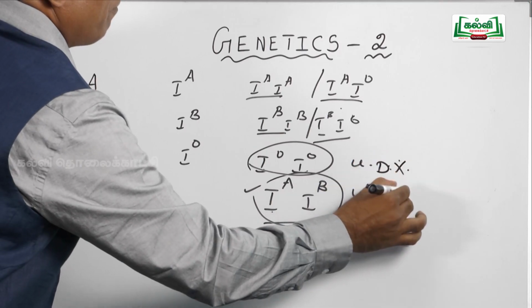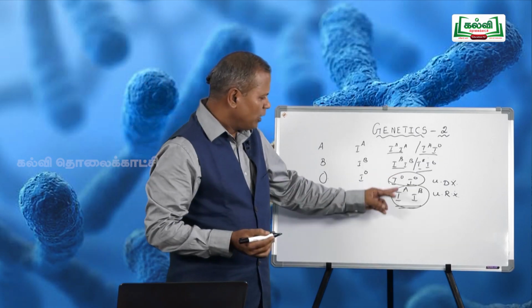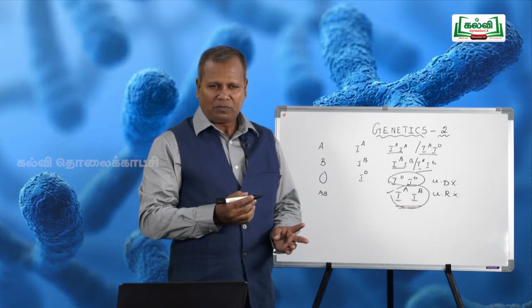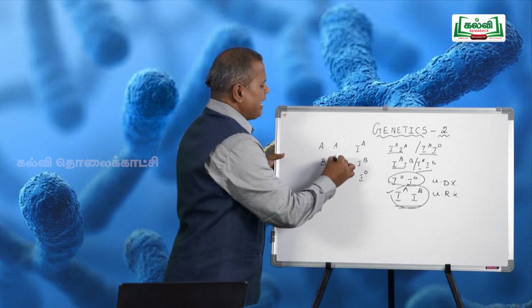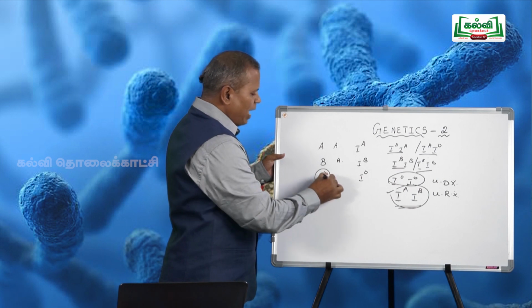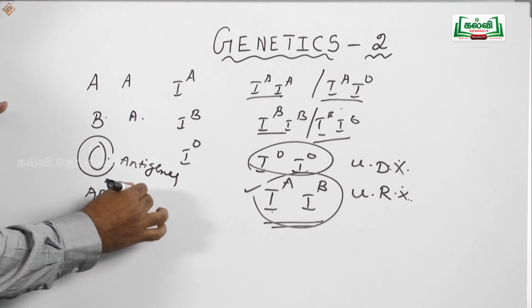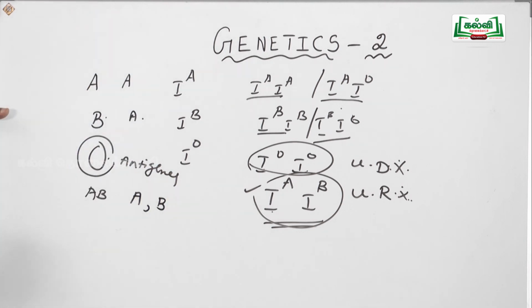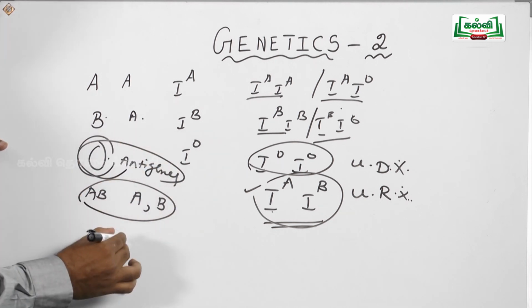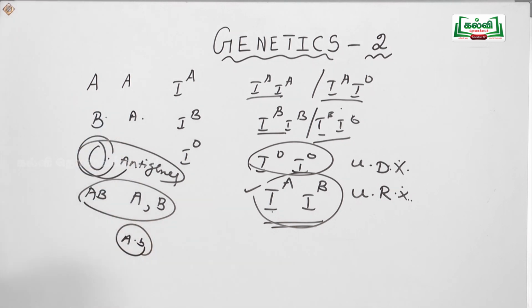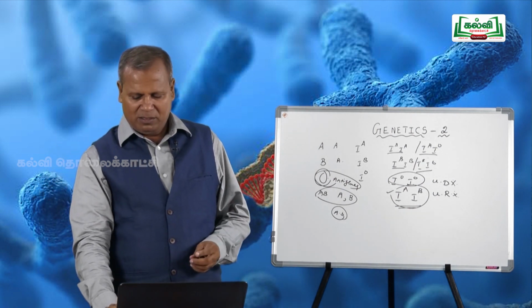The AB blood group is said to be the universal recipient and the O blood group is the universal donor. These two things are important for your NEET examination. In A and B blood groups, they have antigen A and antigen B. In O blood group, antigens are totally absent. AB blood group has A antigen as well as B antigen. Antigens are totally absent in O blood group, and likewise antibodies are totally absent in AB blood group. You should remember these things for your NEET examination, as they ask questions on this topic.